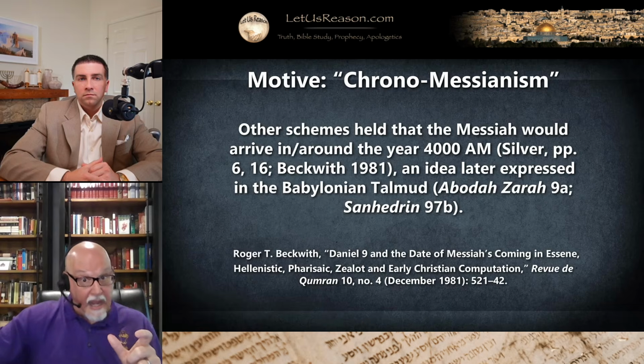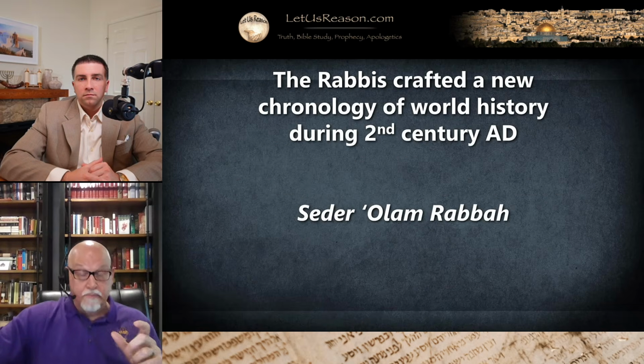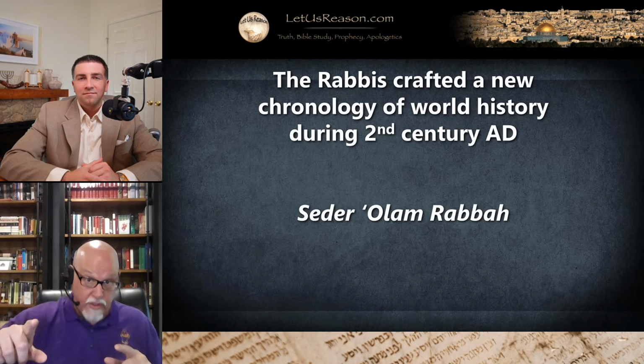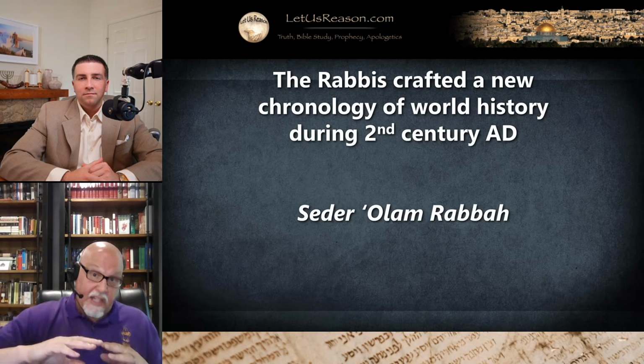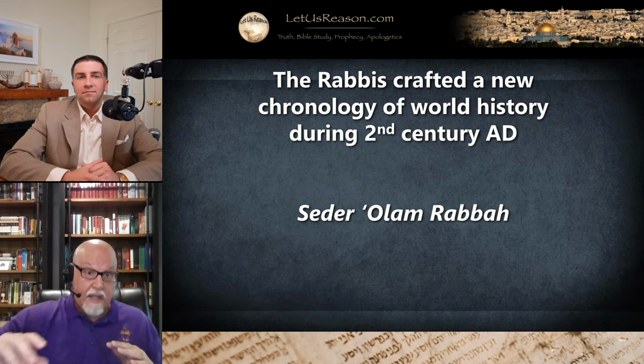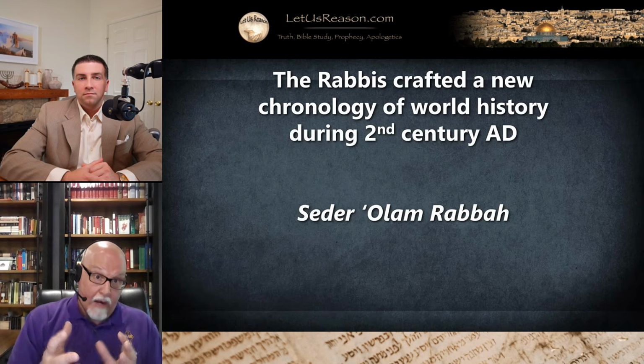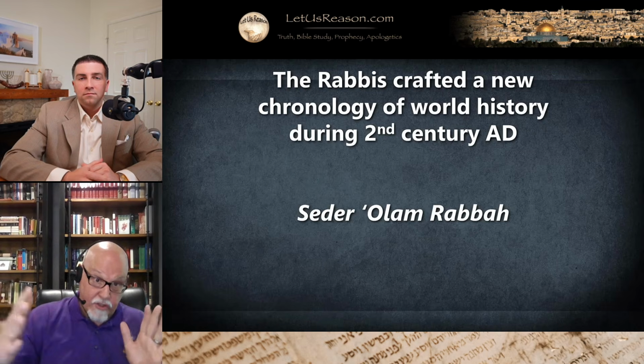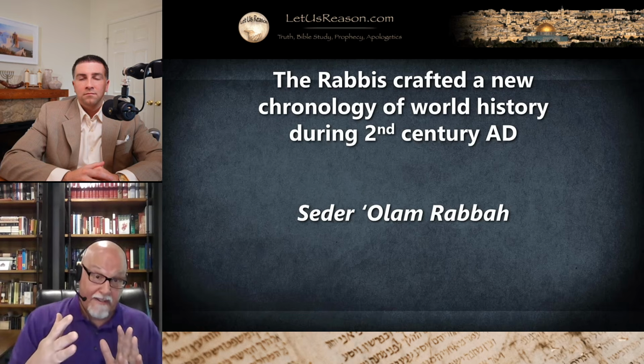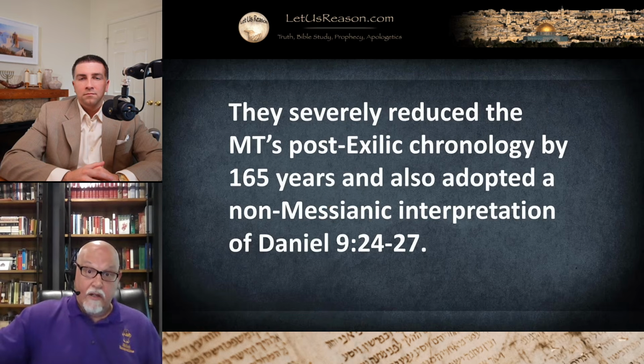So these were competing ideas in intertestamental Judaism and rabbinic Judaism, because we see in the rabbinic writings in what's called the Seder Olam a new construction of world history, where the time is shrunk considerably to the point where it's less than 4,000 years at that time period.